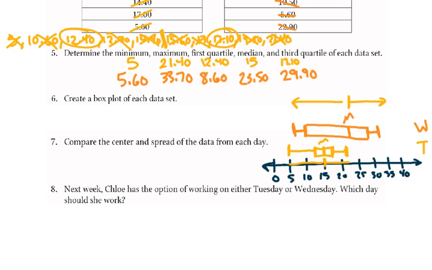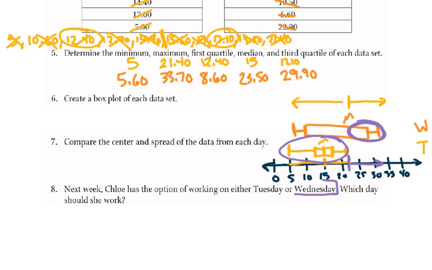So it says, next week, Chloe has the option of working on either Tuesday or Wednesday. Which day should she work? So looking at this and thinking about that half my data is right here, that means half my commissions are going to be above probably $20 or so. Okay, whereas nothing really, no sales on Tuesday get up to that price.